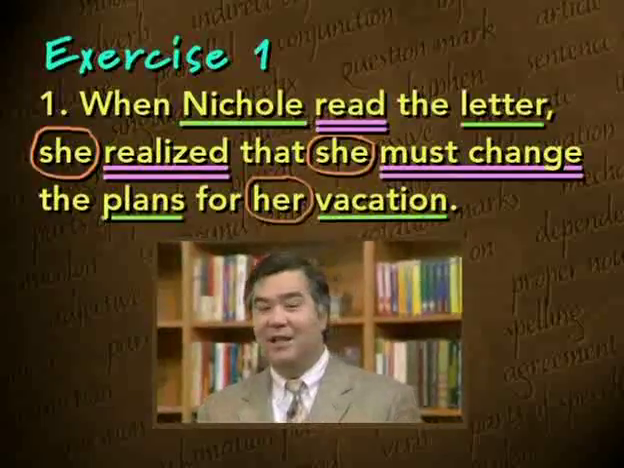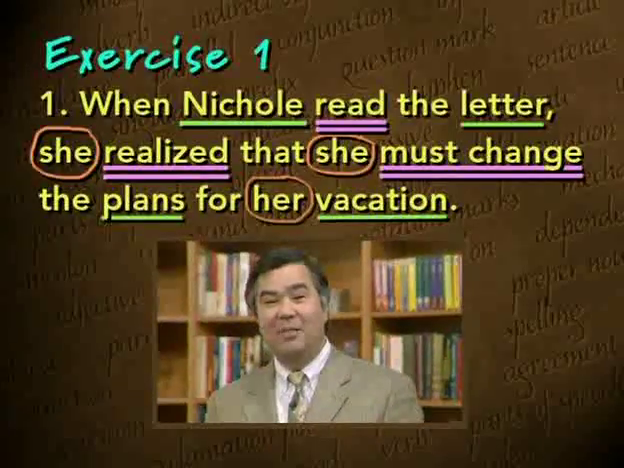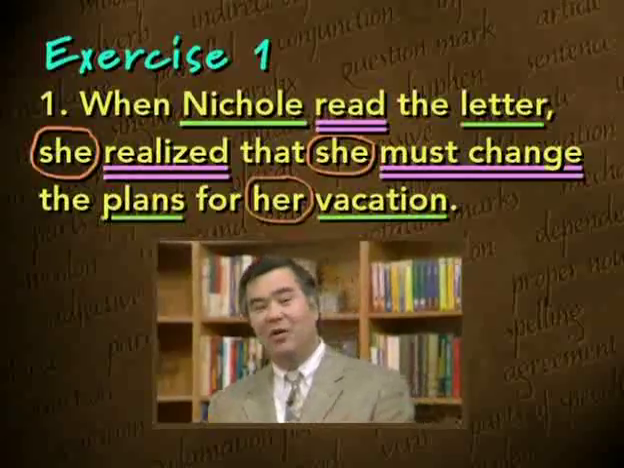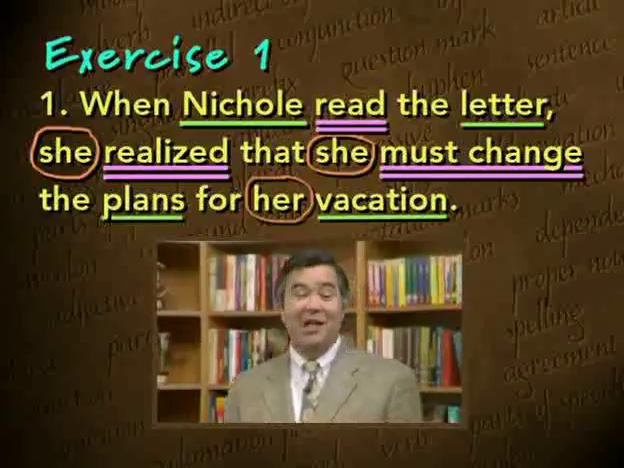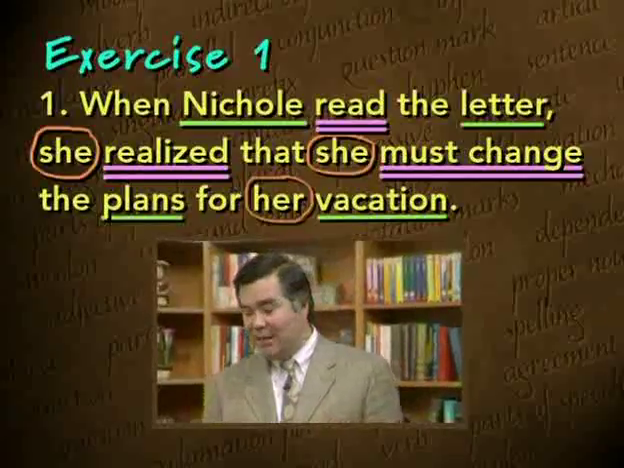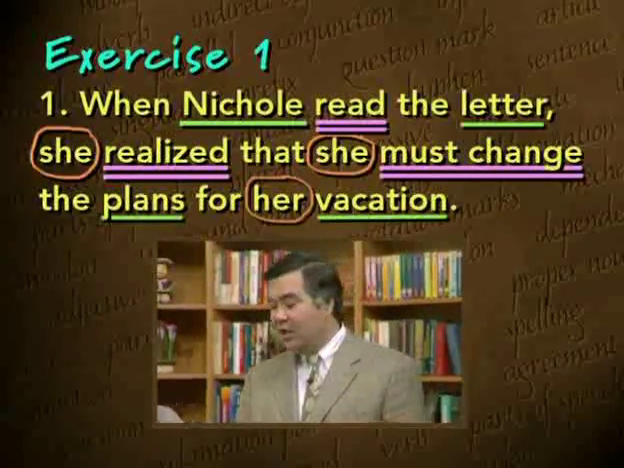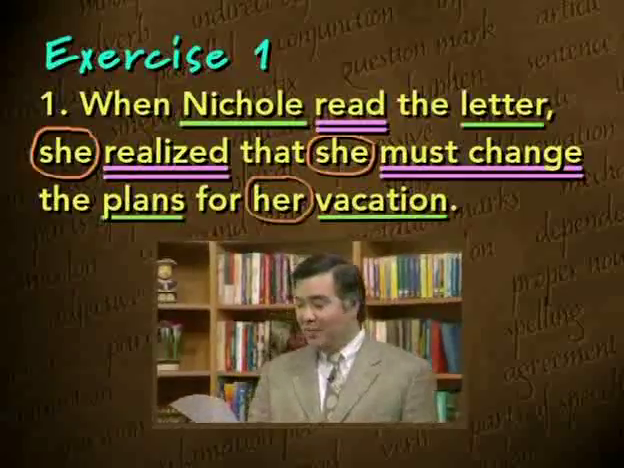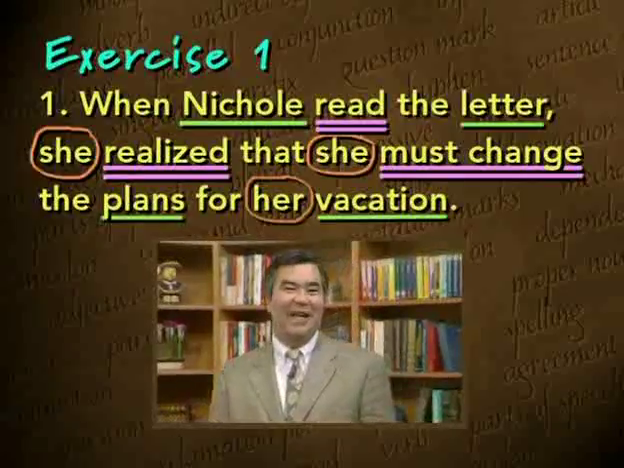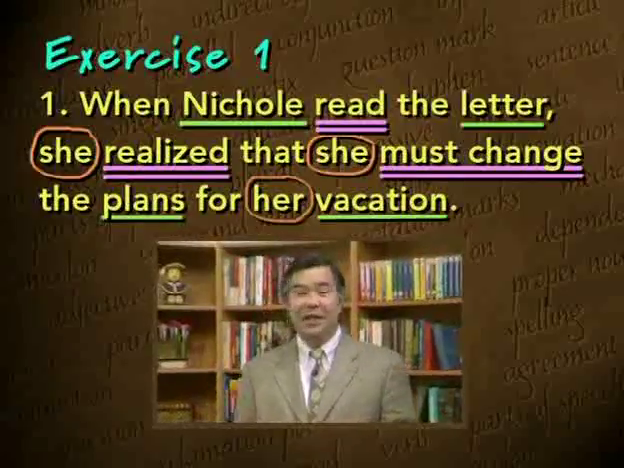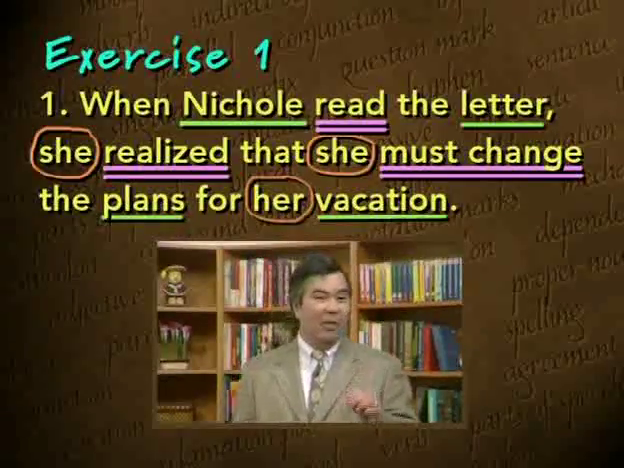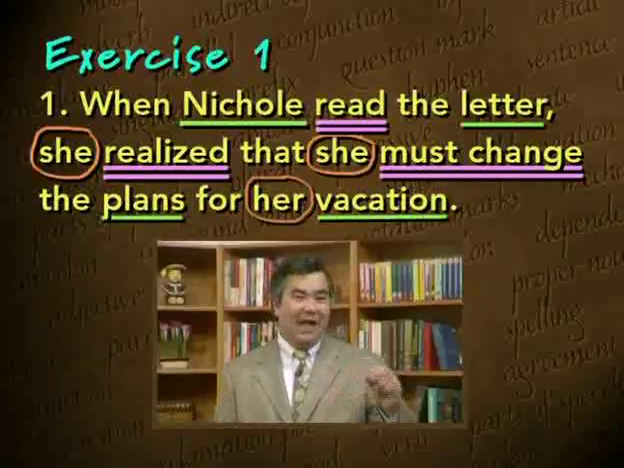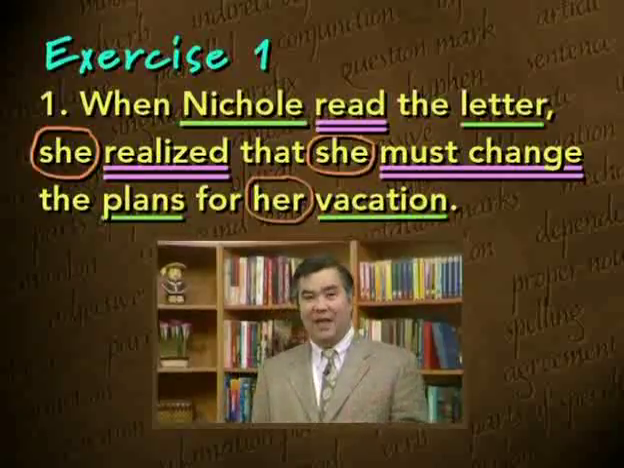You could rewrite this sentence to substitute the proper noun Nicole for each of those pronouns. The sentence wouldn't read very well then, but the meaning would still be the same. When Nicole read the letter, Nicole realized that Nicole must change the plans for Nicole's vacation. That sounds silly, and no one would ever write or speak that way. But that shows you how pronouns refer back to antecedents. They take the place of nouns.